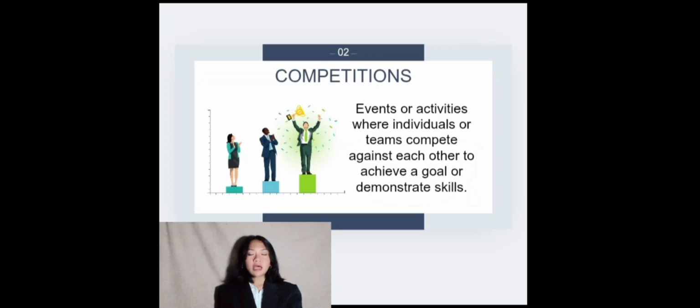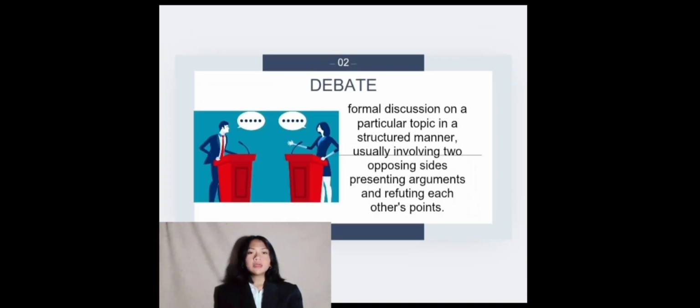So next topic is debate. A debate is a formal discussion on a particular topic in a structured manner, usually involving two opposing sides presenting arguments and refuting each other's points. Debates are a valuable tool for developing critical thinking skills, exploring different perspectives, and improving communication. They require careful research, logical reasoning, and persuasive speaking.